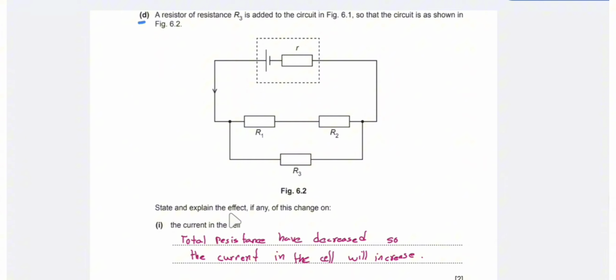State and explain the effect, if any, of this change on the current of the cell. So what is the effect of this resistor on the current?